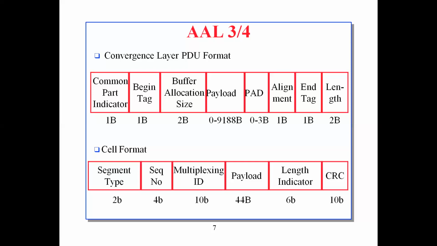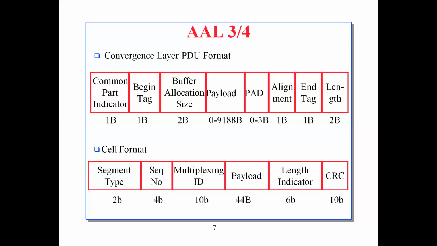Next is begin tag. The value of this flag is repeated in each cell to identify all the cells belonging to the same packet. Next is buffer allocation size. The 2-byte buffer allocation field tells the receiver what size buffer is needed for the coming data.